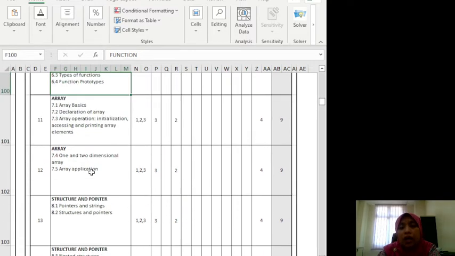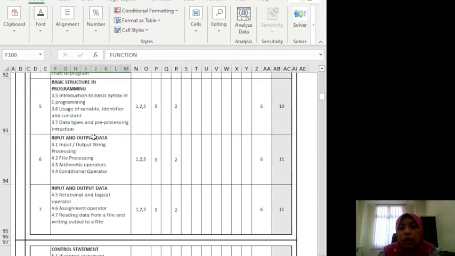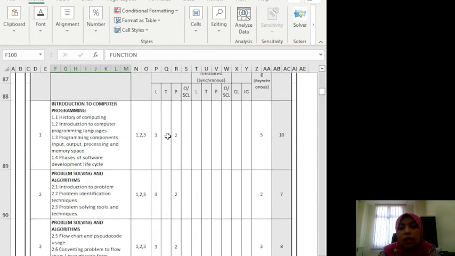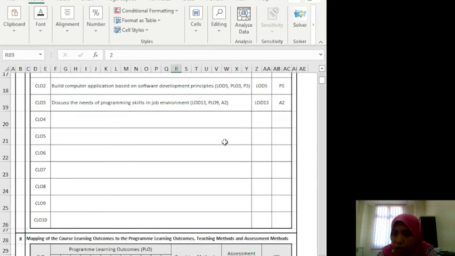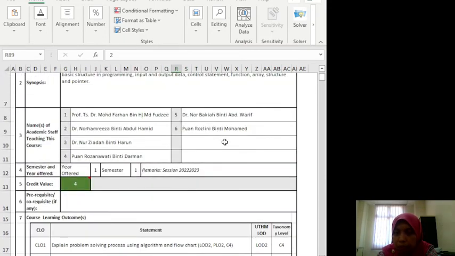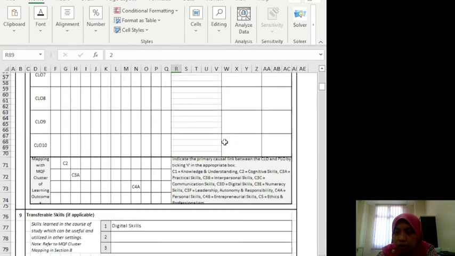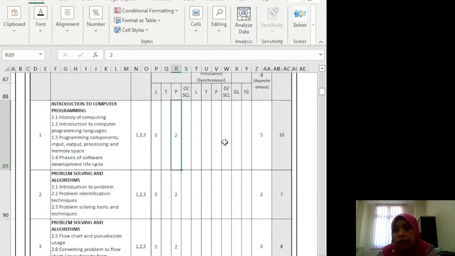And also in weeks 13 and 14, hopefully we cover the structure and pointer. Basically when you see L out there, L is lecture, P is for physical, saya rasa, practical.